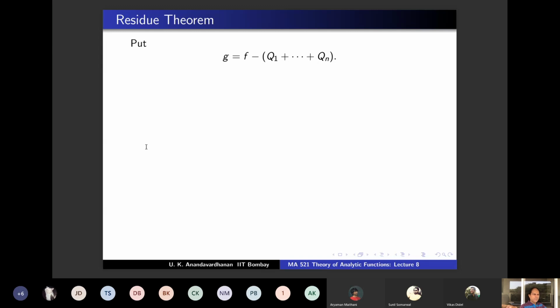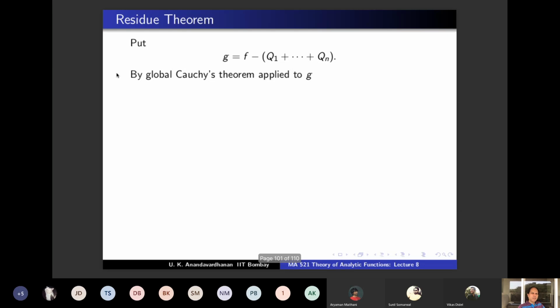Now you know that f minus Q1 is holomorphic at A1, meaning removable singularity at A1. f minus Q2 is a removable singularity at A2. In particular, this particular g has removable singularities at A1, A2, etc., AN, right? By subtracting Q1, A1 has become a removable singularity, and Q2, etc., are anyway holomorphic at A1, right? Q2, the only singularity is A2. So at A1, it's holomorphic. So this function g has removable singularities at A1, A2, etc., AN. So throughout B, g is holomorphic.